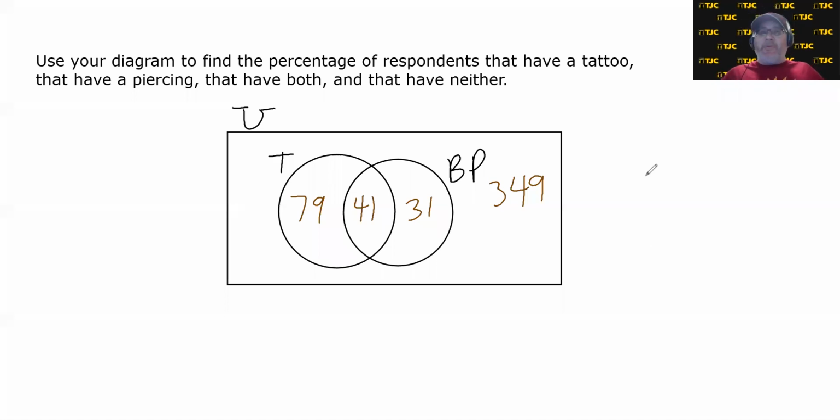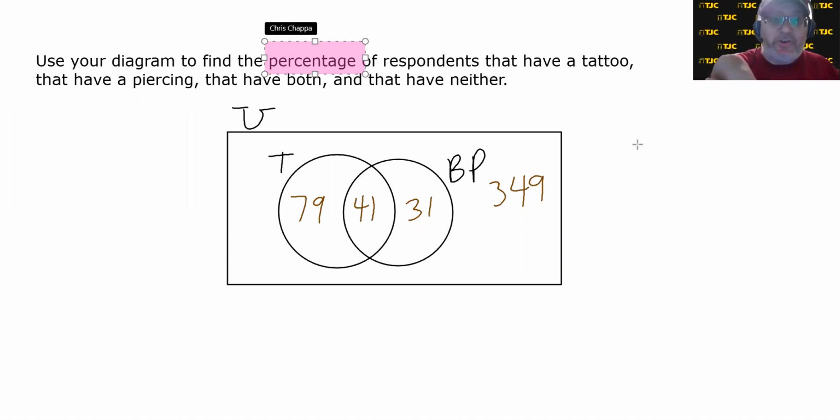All right, I've copied the Venn diagram and imported the question from the previous page. Use your diagram, got it, to find the percentage. Really? Can't just find the number, got to find the percentage? All right, I can handle this, and if you've forgotten how, I'll tell you how in just a moment. Find the percentage of respondents that have a tattoo, have a piercing, have both, and have neither.